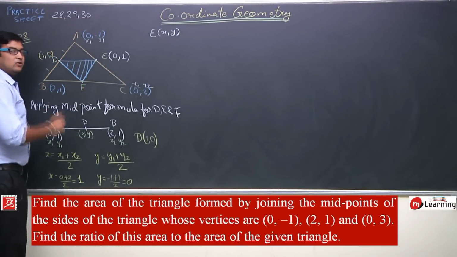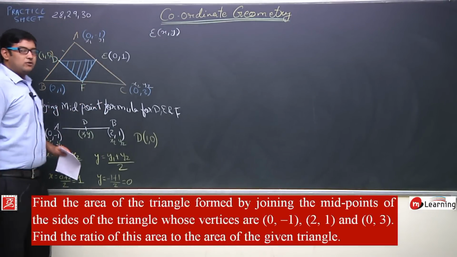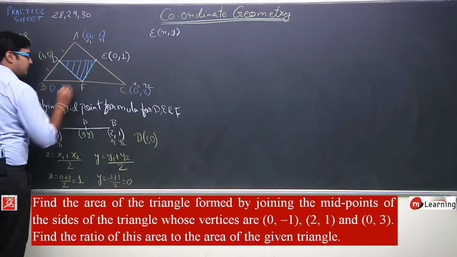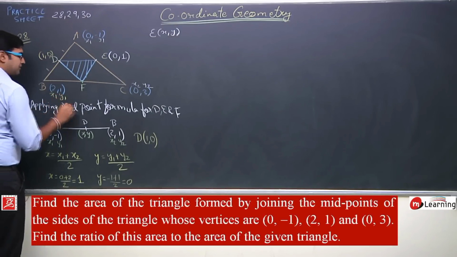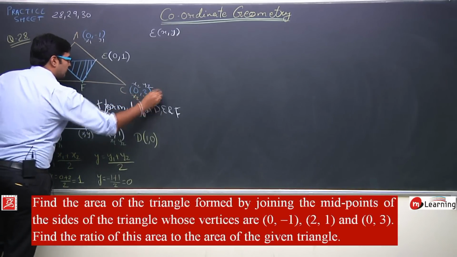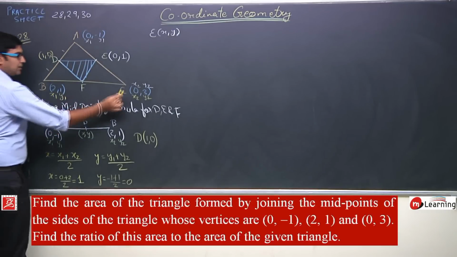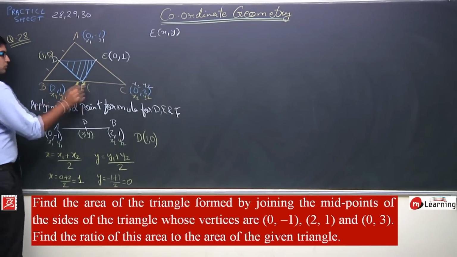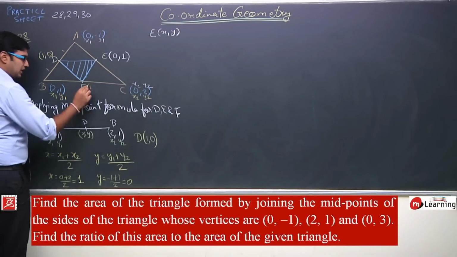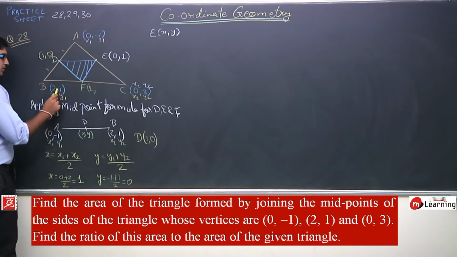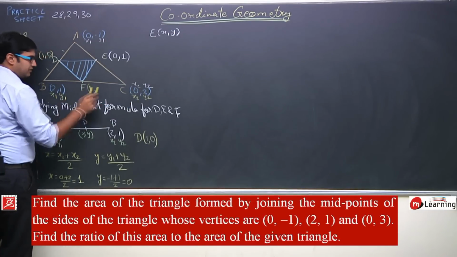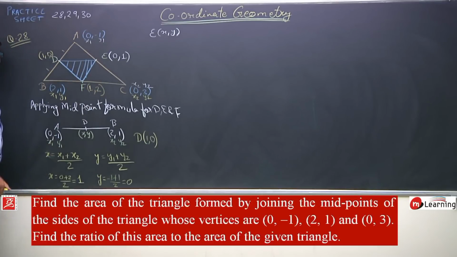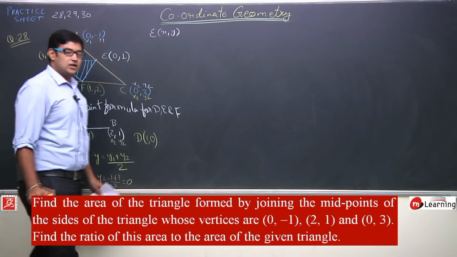Now similarly, what about F? You can see F is the midpoint of BC. It means for calculating the coordinates of F, this is my x1, y1 and this is my x2, y2. So x1 plus x2 upon 2 will give you the x coordinate of F point. 2 plus 0 upon 2 is 1. Then comma, 1 plus 3, this is y1 plus y2. 1 plus 3 is 4 upon 2 is 2. So the coordinates of F point are 1, 2.